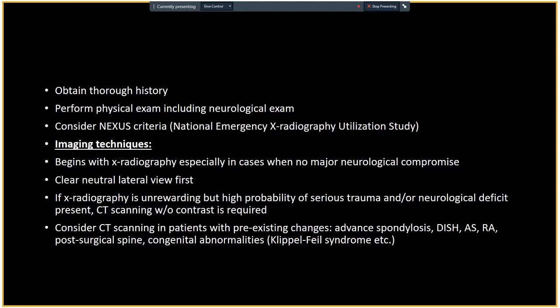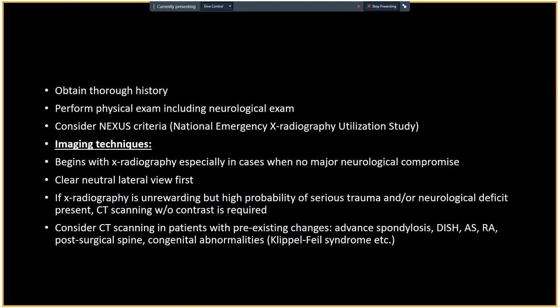So what's the imaging step? In most cases, you may begin with plain film radiography, and that's usually not the end point. Plain film radiography just helps you exclude major trauma, especially in low probability of significant injury. But in some cases, if radiographs are not rewarding or are equivocal, and even if radiographs show significant trauma, in most cases CT scanning without contrast is indicated to evaluate cervical trauma.